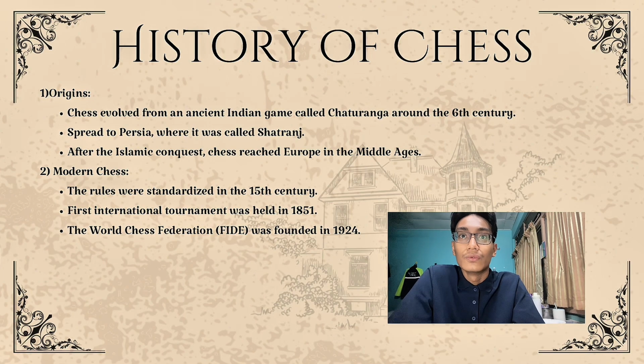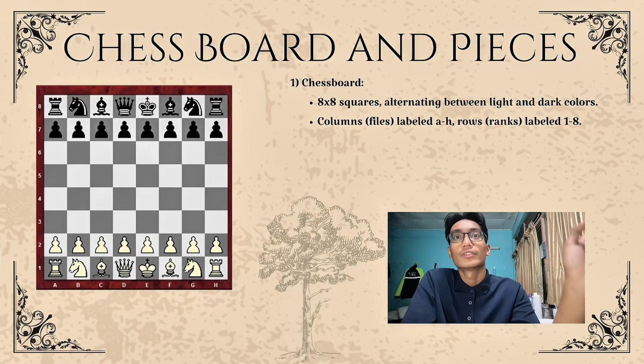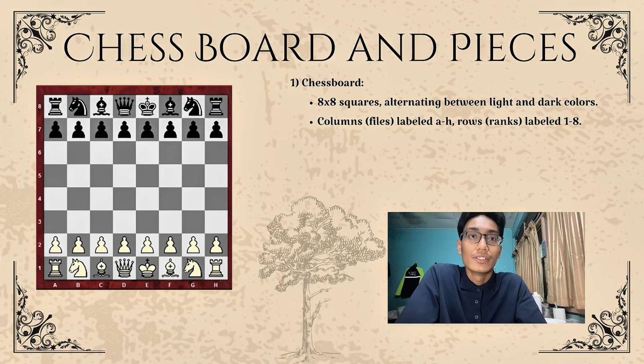Next, we move to modern chess. The rules were standardized in the 15th century. The first international tournament was held in 1851, and the World Chess Federation, also known as FIDE, was founded in 1924. Next, I will talk about the chessboard and pieces arrangement.